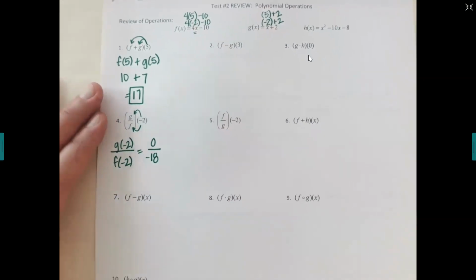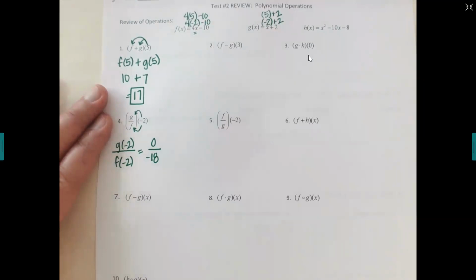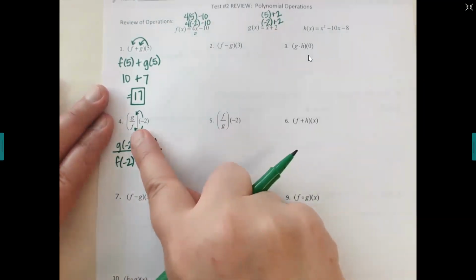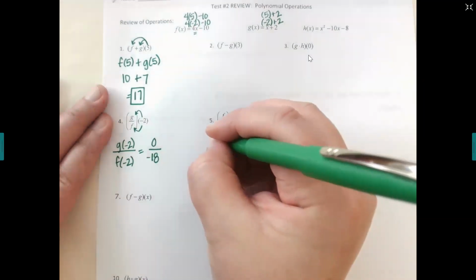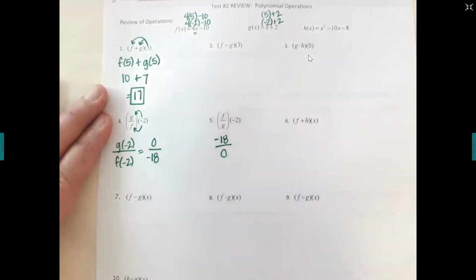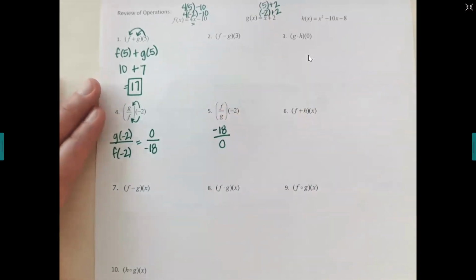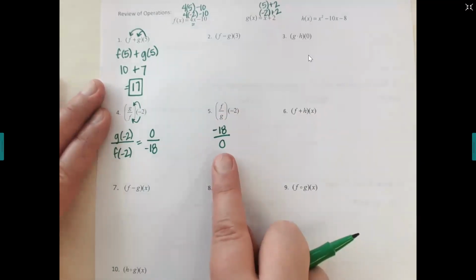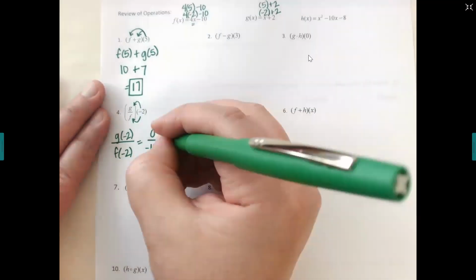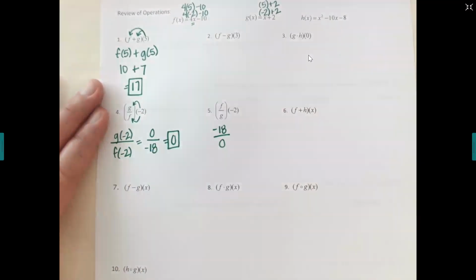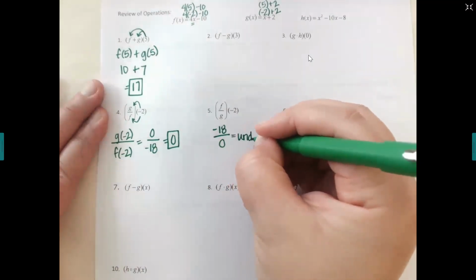Now I want you to look at number 5. What's the only difference between number 4 and number 5? They're switched in order. See how this one's g over f, this one's f over g. So my answer is going to come out almost the same, but it's going to be 18 over 0. Then the question is, which one of those is allowed and which one's undefined? This is the undefined one. You can divide 0 cookies by all of your 18 friends and everybody gets 0. That's allowed. What you're not allowed to do is divide by 0 on the bottom. So this one would be undefined.